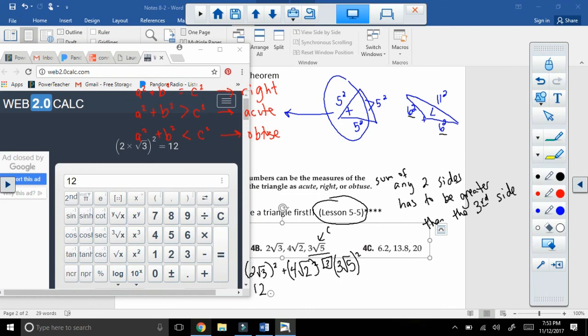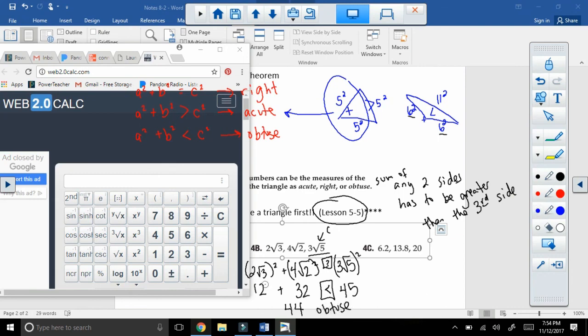And if you don't, either pause the video and ask me right away, or put a big question mark next to this one and I can help you with it when you get to class tomorrow, because I want to make sure you know how to use your calculator properly. So this is 12. The next one here is going to be 32. And then this last one is 45. But looking at this, when I add those up, I get 44. And since 44 is less than 45, I know that this one is an obtuse triangle.